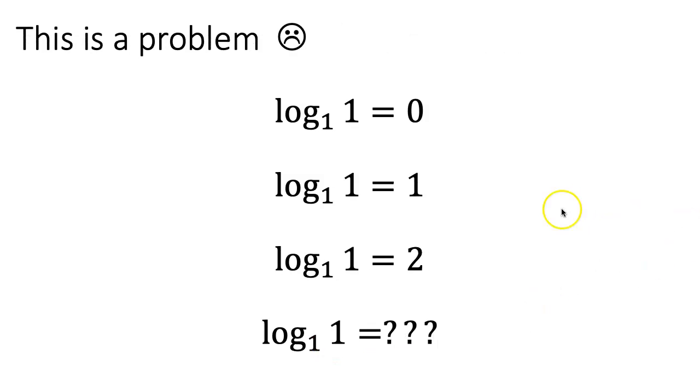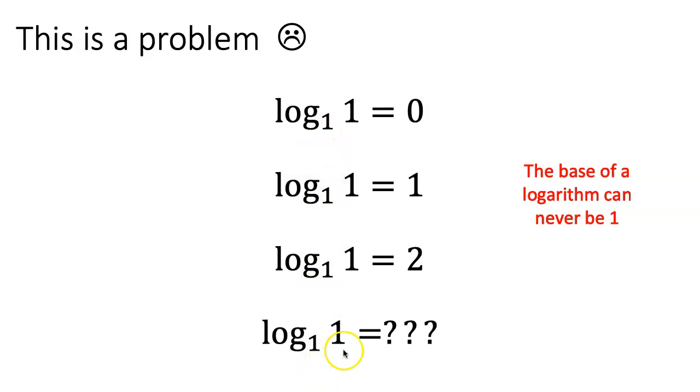But here's a problem. 1 to the 0 power is 1. 1 to the first power is 1. 1 to the second power is 1. 1 to any power is 1. Well, here's how we take care of that. You can never use 1 as the base of a logarithm, ever. You're not allowed to do it. Any other positive number can go there.